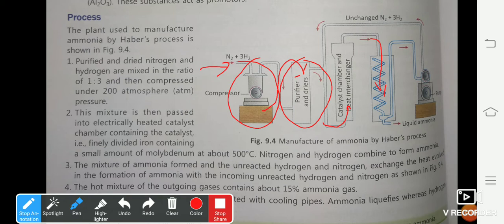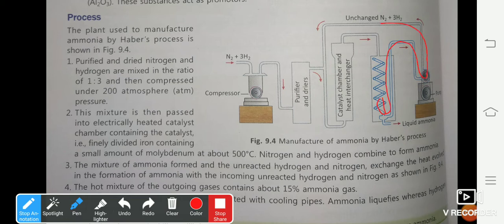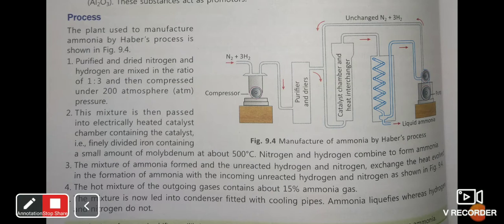The liquid ammonia is passed out through this outlet pipe. Whatever nitrogen and hydrogen are left unreacted passes through this pipe and goes back to the catalytic chamber. You can clearly see whatever nitrogen and hydrogen are left behind here will go through this pipe and is pumped back into the catalytic chamber where they can react again and form ammonia. The hot mixture of the outgoing gases contains about 15% ammonia gas.